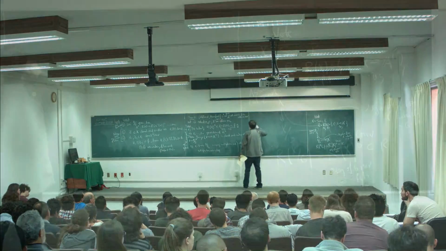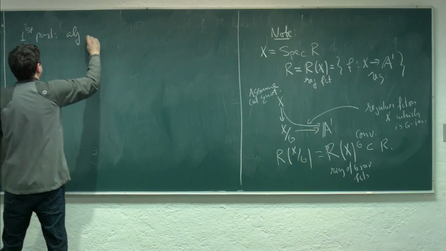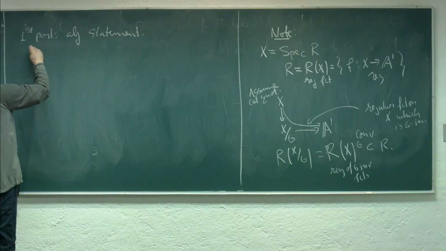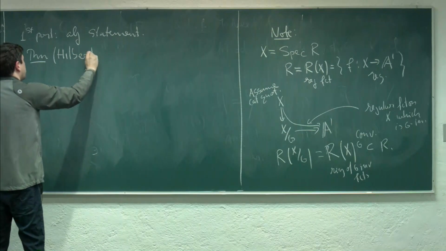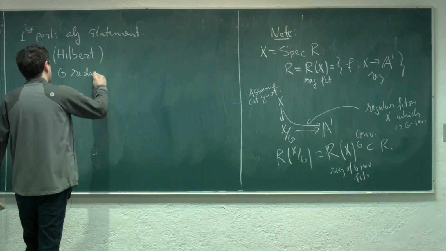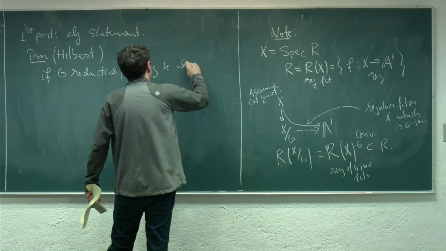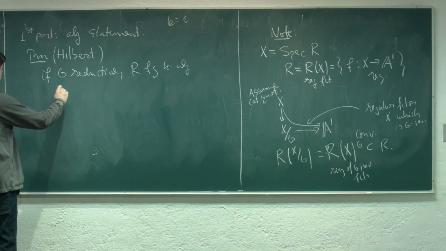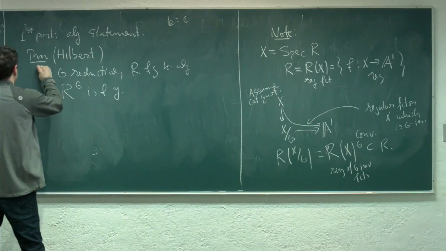The first part is the algebraic statement, which, again, I'm not very good with attributions, but I think is more or less Hilbert: if G is reductive and R is a finitely generated K-algebra, I mean, for me K is C, then R^G is finitely generated.